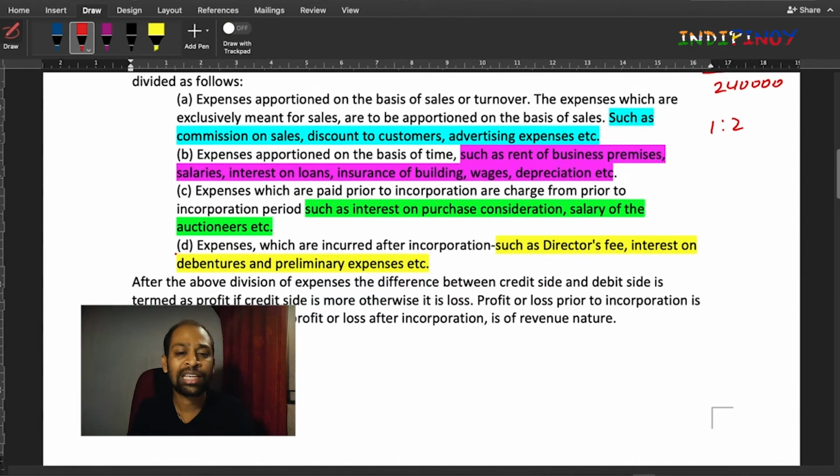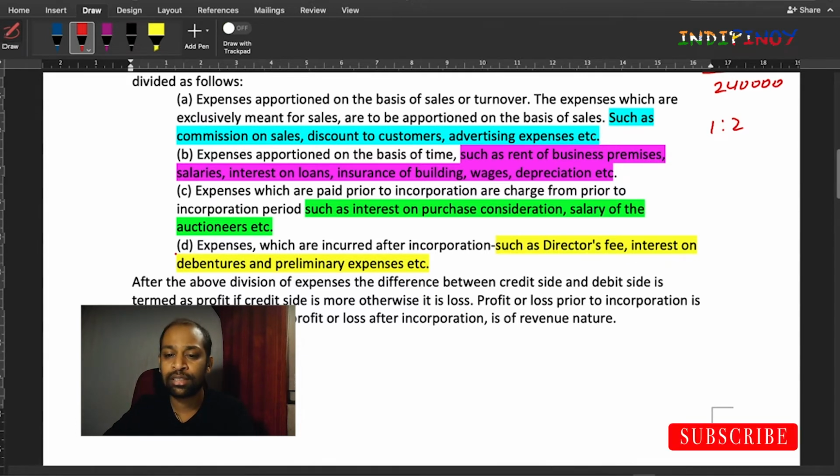And the fourth one is expenses which are incurred after incorporation, for example, the director's fees. You don't have a director for a sole proprietor or a partnership. The director comes into existence only after a company is set up, right? Interest on debentures and preliminary expenses. All of these are examples of expenses which occur after incorporation.